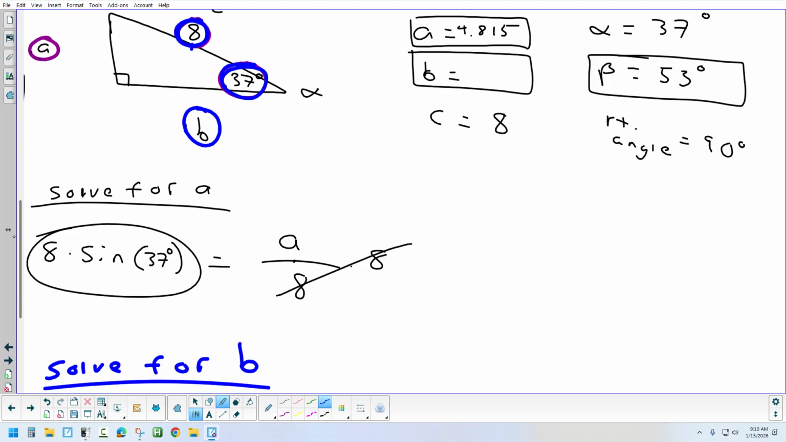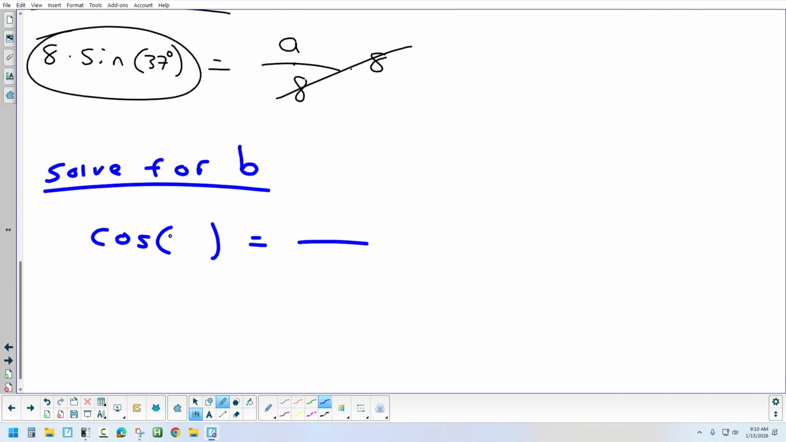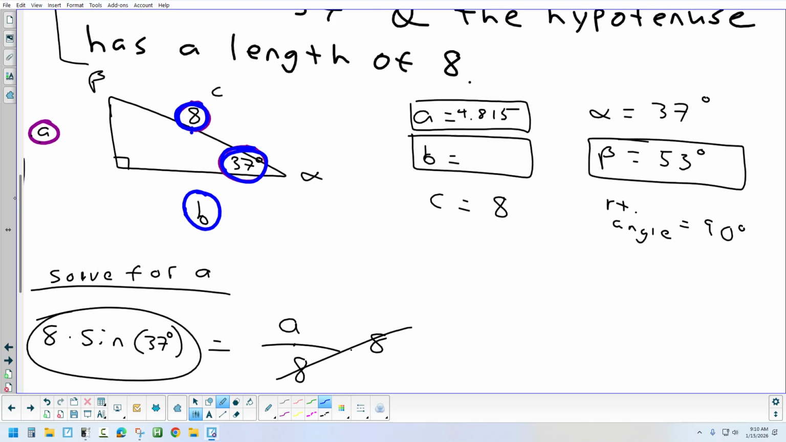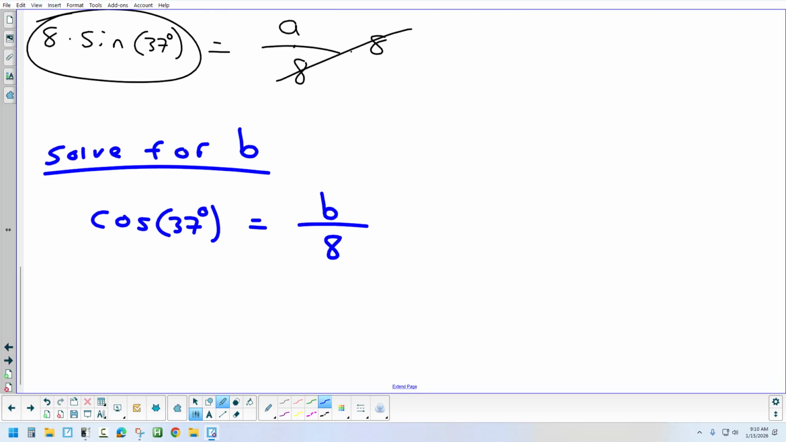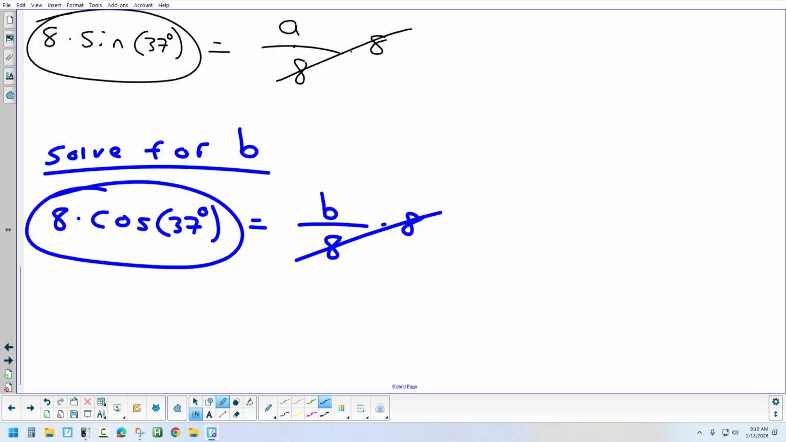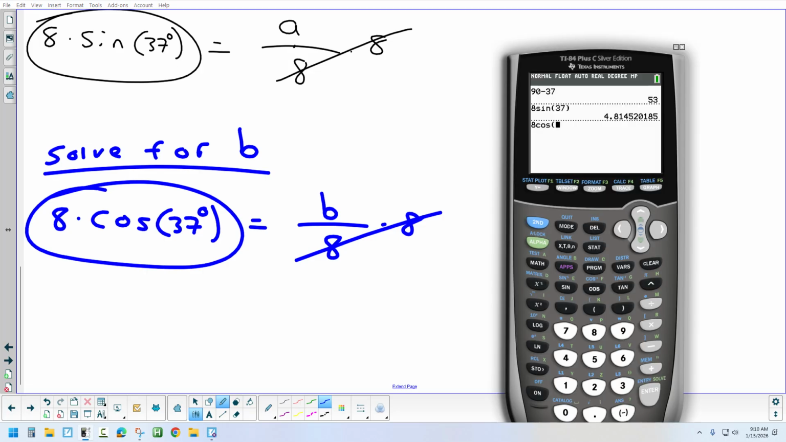In the trig function, you always fill in your angle. That's the 37. You shouldn't have anything but a 37 as your angle in this problem. And then adjacent is b over hypotenuse is 8. Whenever the variable ends up in the top, all you have to do is multiply both sides by the number at the bottom. And that is your answer for b. 8 cosine 37. Okay, so 6.389.